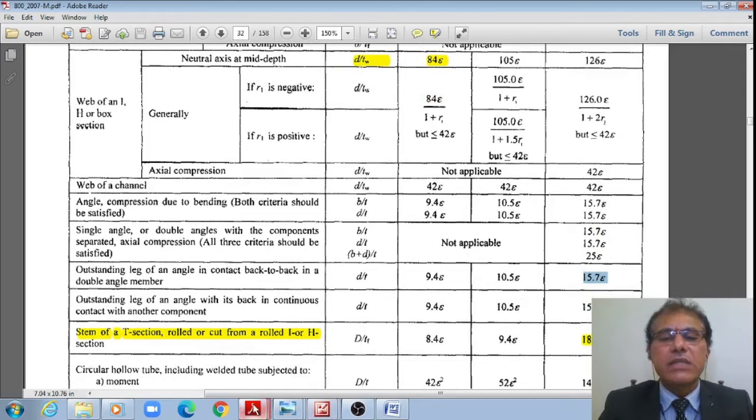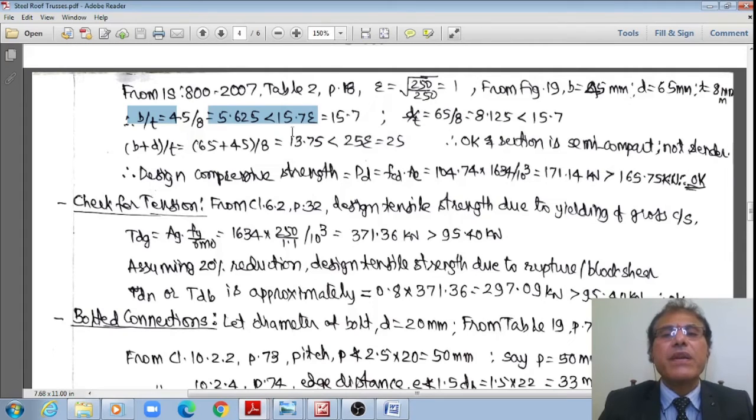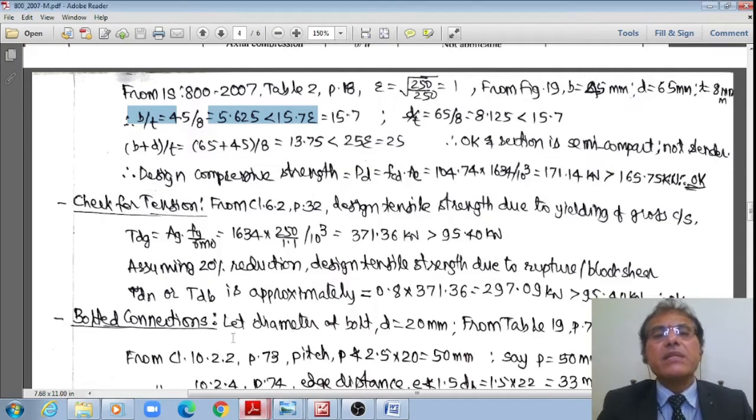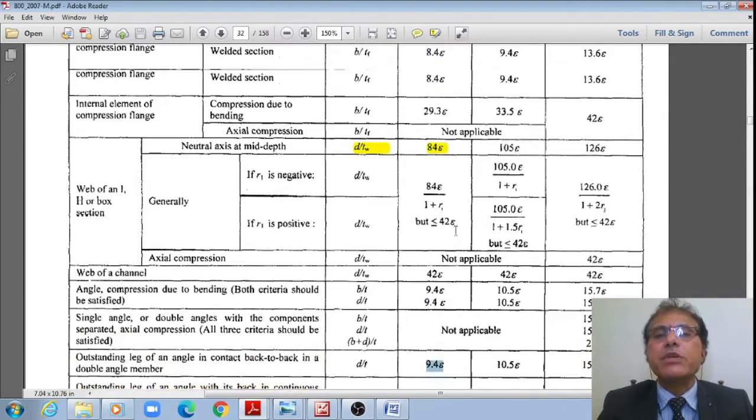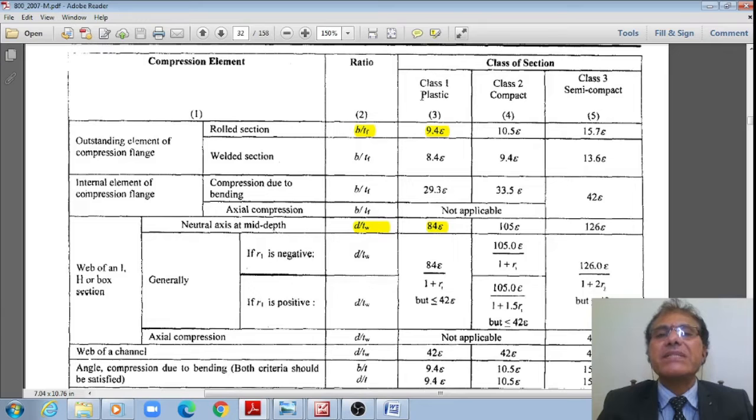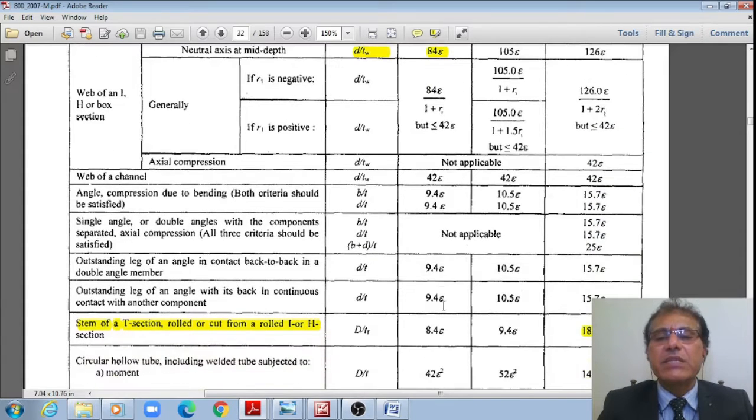However, now I got this result as less than 15.7. Even now we can see that this 5.6 is less than 9.4 epsilon, means this is a plastic section, class 1 plastic section only, as per this 9.4 epsilon. Therefore this is a plastic class 1 section.